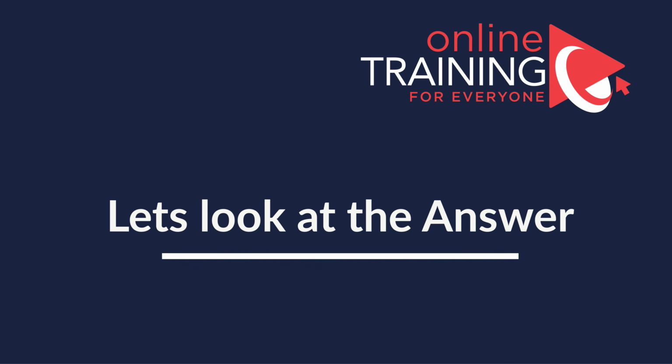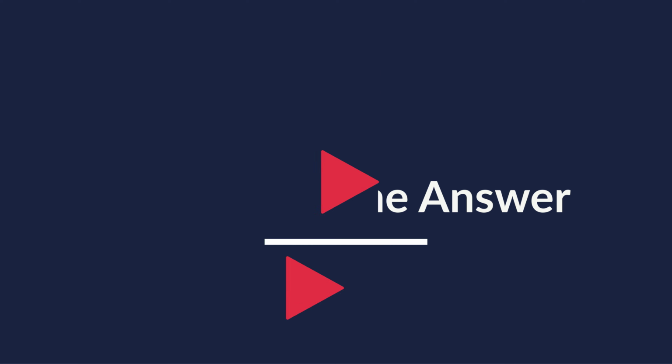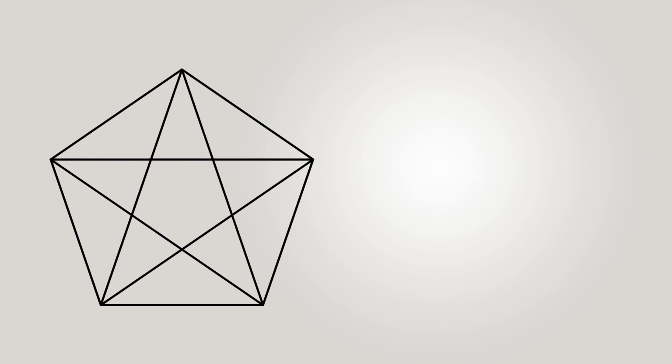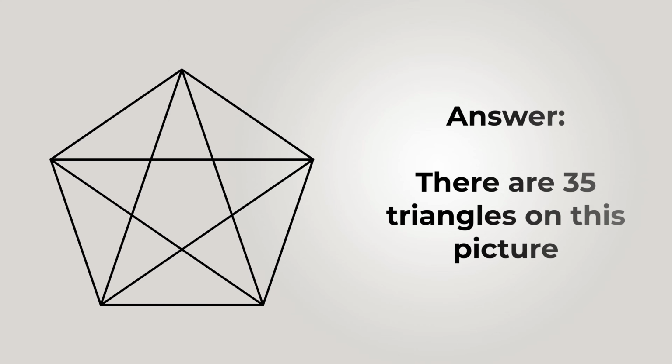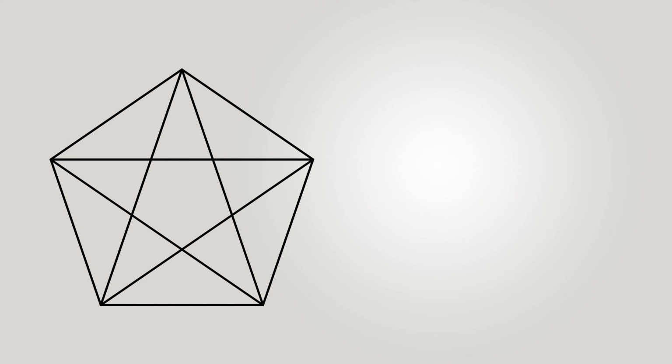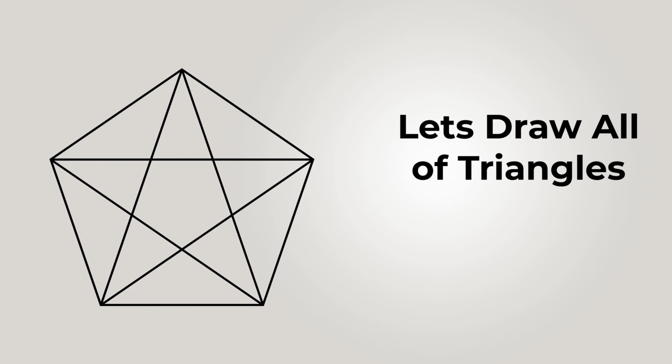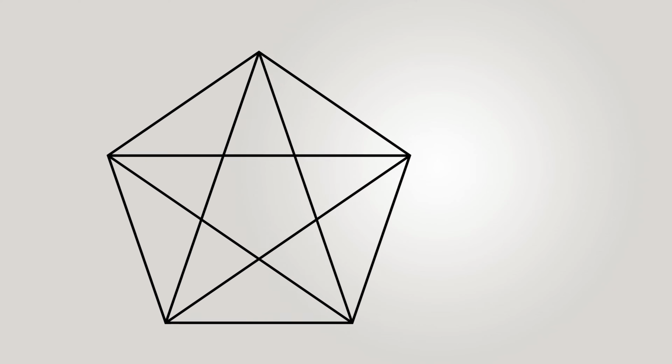It is mind-boggling, but there are 35 triangles here. Can you believe it? It certainly was a huge surprise to me as I was discovering them. Let me draw all of them for you. I will start by drawing the small border triangles. There are 10 of them. Please count with me: 1, 2, 3, 4, 5, 6, 7, 8, 9, and 10.